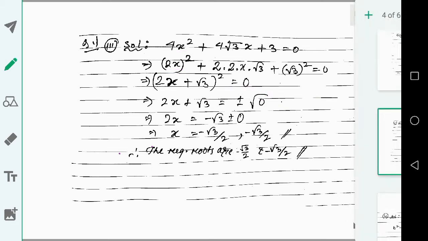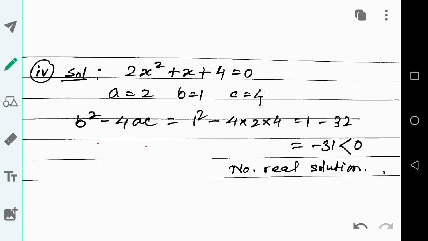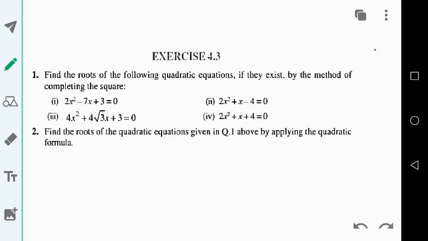Now the fourth equation, this is the fourth equation. Now you see I have already told you we need to solve those equations according to the question. We need to solve those equations if there exists a real solution. So that's why first I have determined the value of b square minus 4ac, which is minus 31, that is less than 0. That's why there is no real solution, so we don't need to solve this.